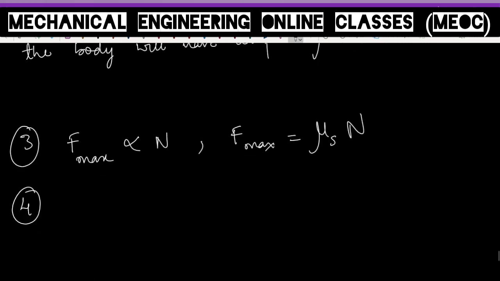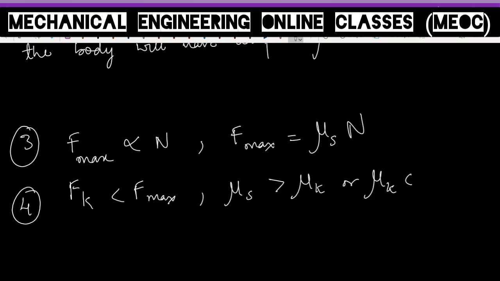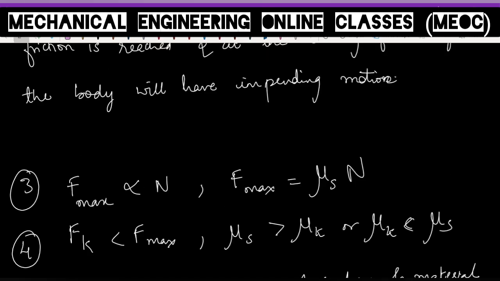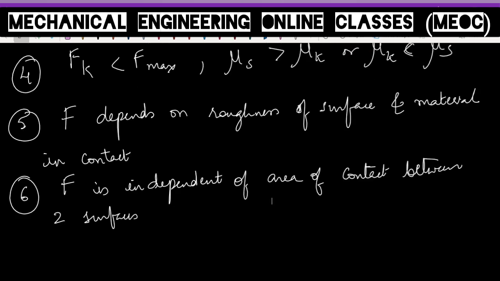And then Fk is less than F max, therefore mu s is greater than mu k, or mu k is less than mu s. Fk is less than F max because now the body already has the tendency to move, and it has already crossed over the obstacles of the static friction.